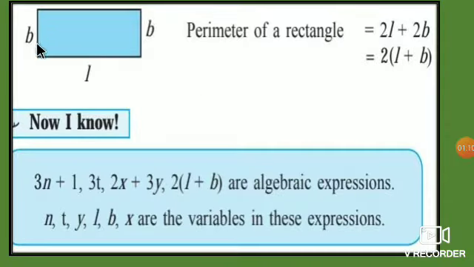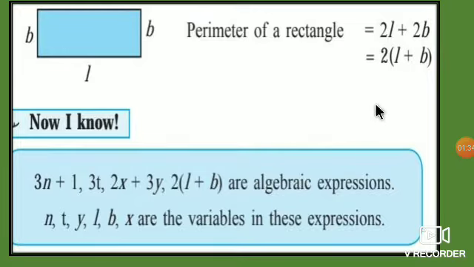Here, the rectangle is shown and B is for the breadth and L is for the length. The perimeter of the rectangle formula is 2 times length plus 2 times breadth. We can write the 2 as common and in bracket L plus B. Here L and B are the variables.